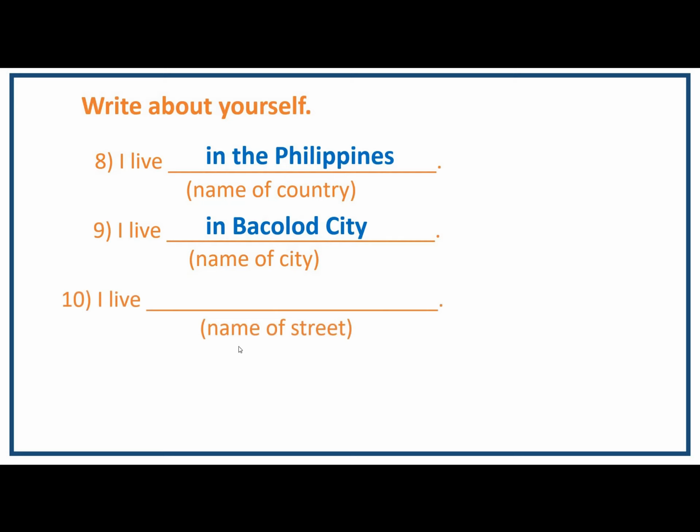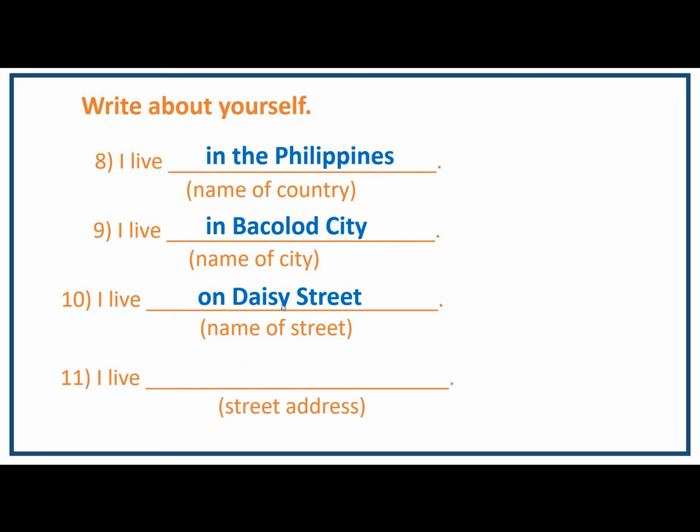Number 10. Name of street. Only the name of the street. I live on Daisy Street. Alright? And number 11. Here, street address. You have to write your street address. So this time around, I use at 17 Daisy Street. So again guys, if country, use in. City, use in. Name of the street, use on. And if it is a street address, don't forget, use at.